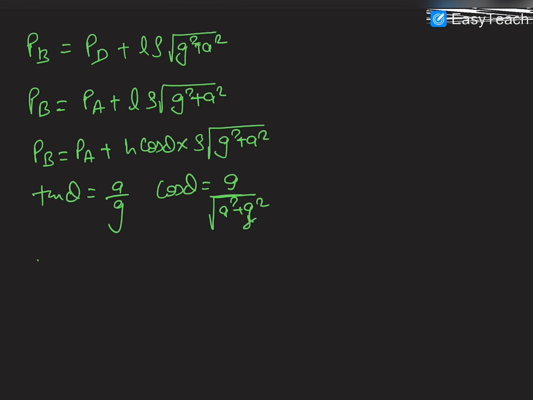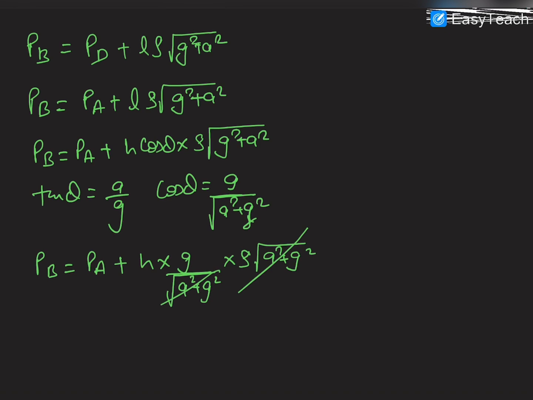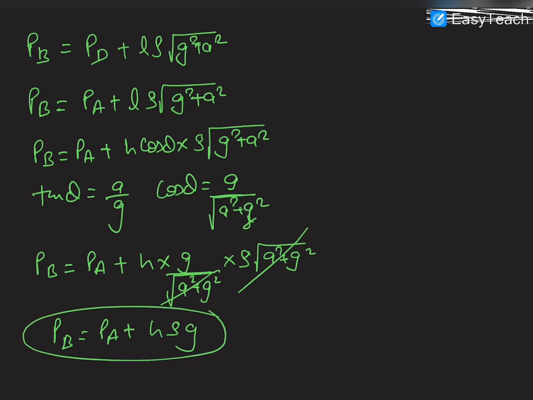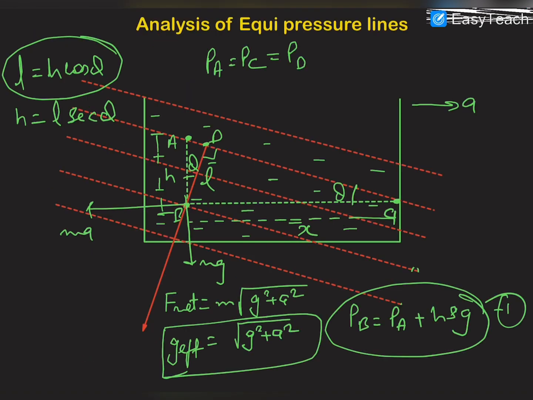Okay, so let us substitute this value in this equation. So PB will be PA plus h times g under root of a square plus g square, into rho under root of a square plus g square. Cancelling this, PB will be equal to PA plus h rho g, which we have already written by moving from A to B. Now let us move from C to B.